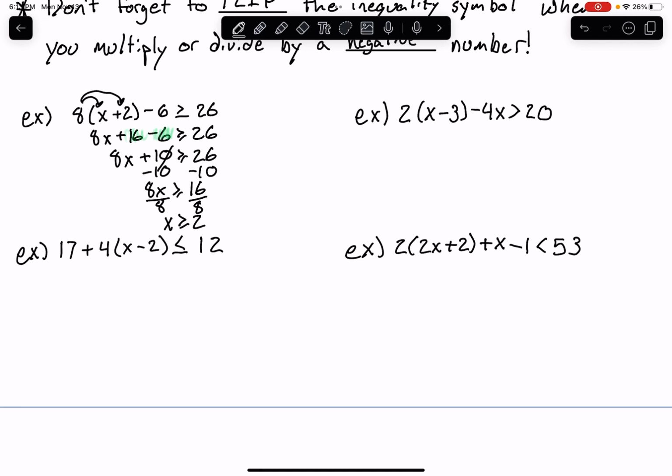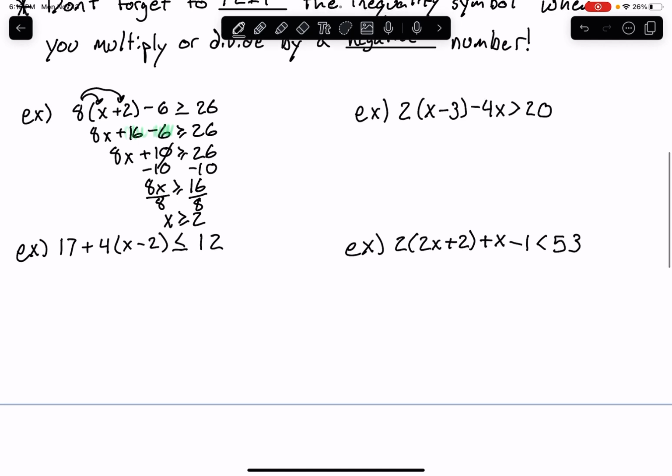All right, example number 2. We're going to take our 2 and distribute it into both terms here. So 2 times x is going to give us 2x. 2 times -3 is a minus 6. And then minus 4x greater than 20.